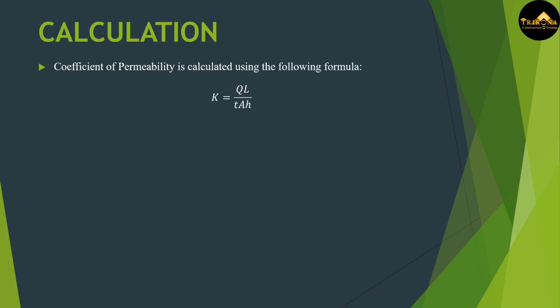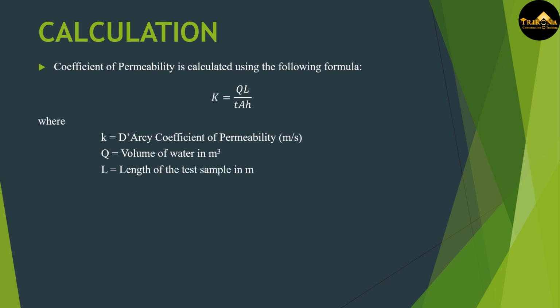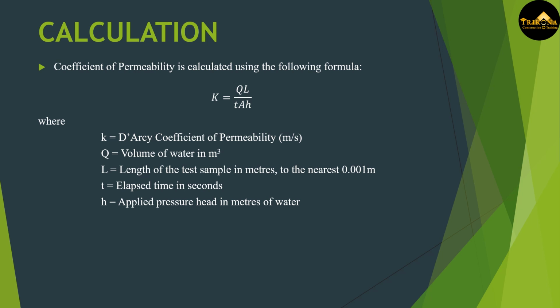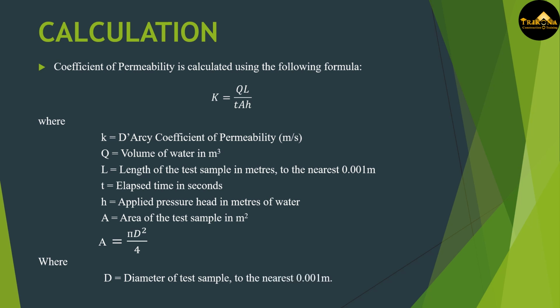K equals Q times L divided by T times A times H. Where K equals Darcy coefficient of permeability in meters per second. Q equals volume of water in cubic meters. L equals length of the test sample in meters, to the nearest 0.001 meter. T equals elapsed time in seconds. H equals applied pressure head in meters of water. A equals area of the test sample in square meters. A equals pi d squared by 4, where d equals diameter of test sample, to the nearest 0.001 meter.